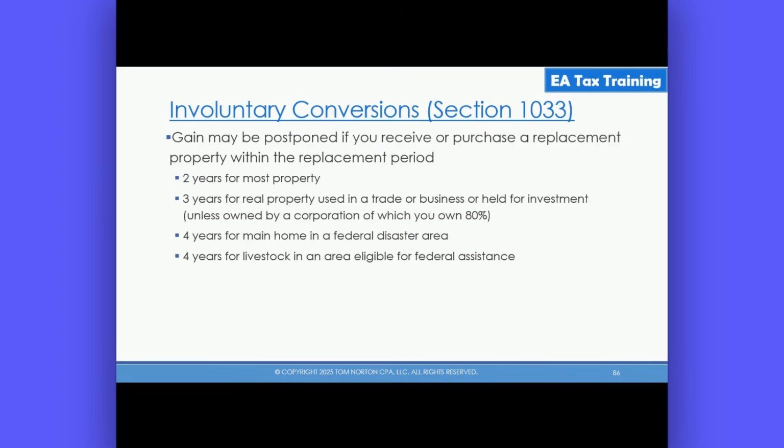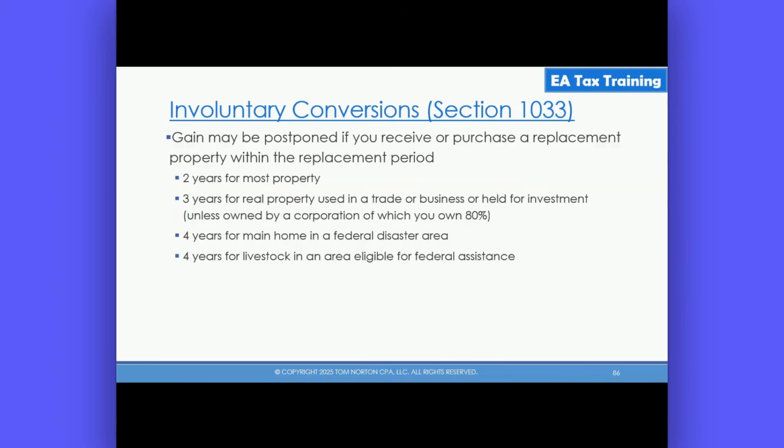So instead of paying tax on that gain in the year that you received that money, you can postpone that gain if you receive or purchase a replacement property within the replacement period. So if you lose one piece of property because of an involuntary conversion, but you go out and buy a replacement piece of property within the replacement period, then you don't have to pay tax. That tax will be postponed.